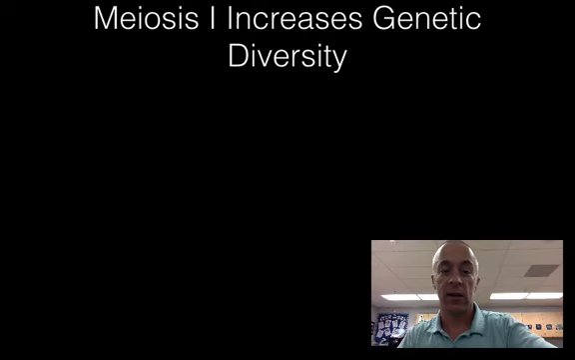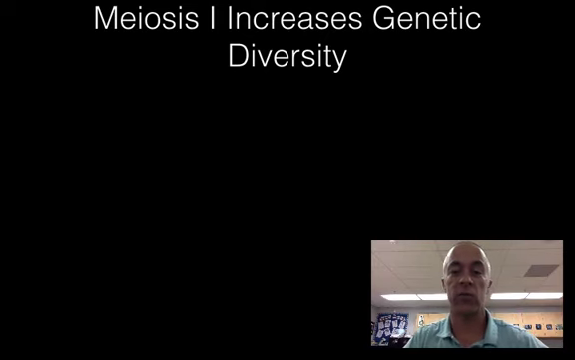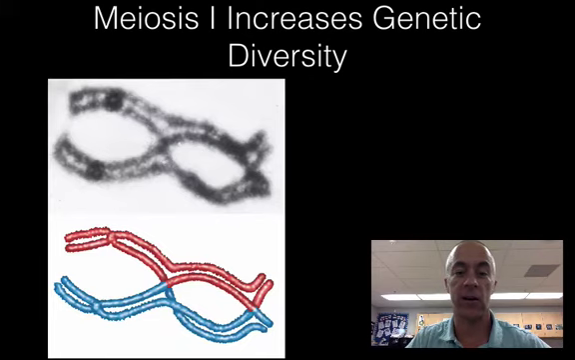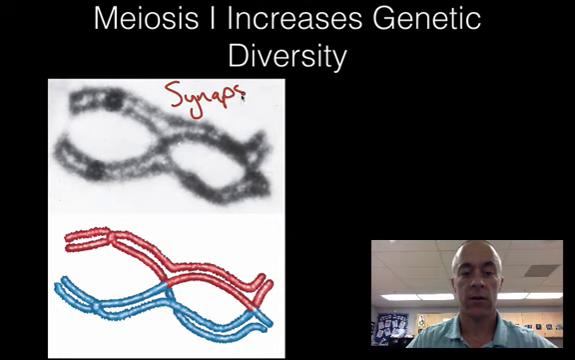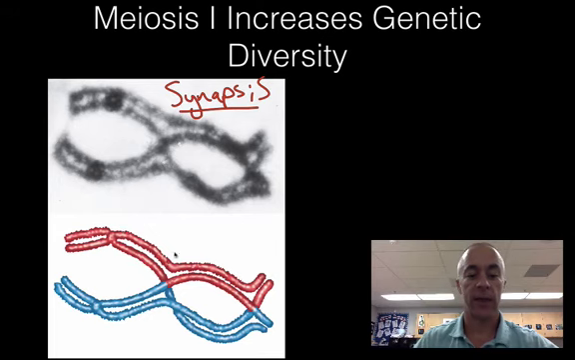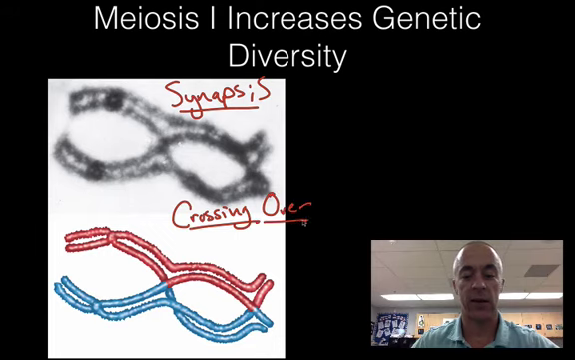So in this process of meiosis 1, when those chromosomes line up side by side, this is where we get our increase in genetic diversity. And where that comes from is this process called synapsis. So when these chromosomes line up side by side like this, that's called synapsis. There's another term that you'll hear called crossing over, which is basically the same thing.